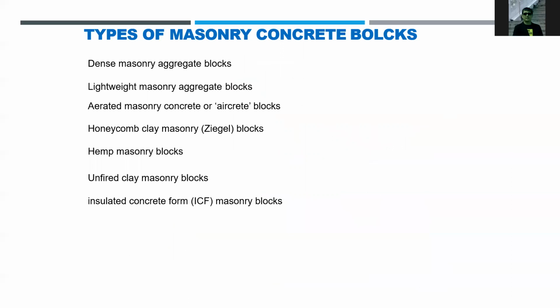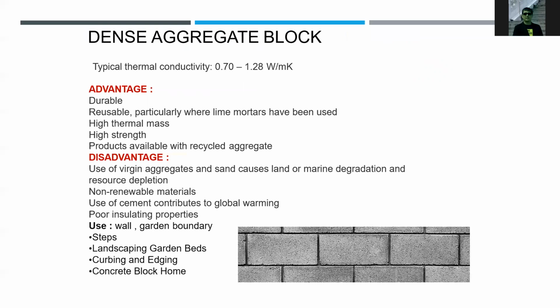We have different types of masonry concrete blocks. We have the dense masonry aggregate blocks, lightweight masonry aggregate blocks, aerated masonry concrete or the aircrete blocks, honeycomb clay masonry, hemp masonry blocks, unfired clay masonry blocks, and the insulated concrete masonry blocks. So this is the dense aggregate block. It is durable, reusable, particularly where lime mortars have been used, with high thermal mass, high strength, product availability, and recycled aggregates.